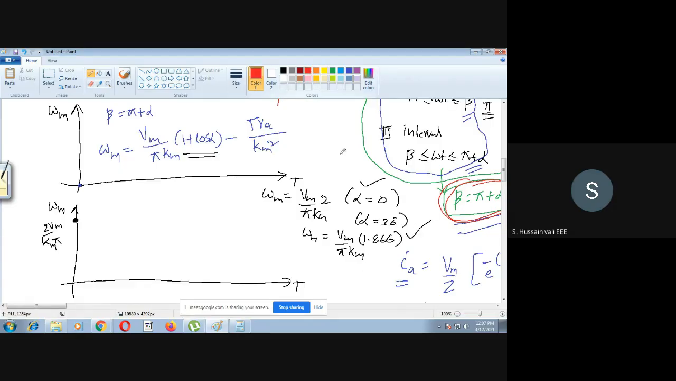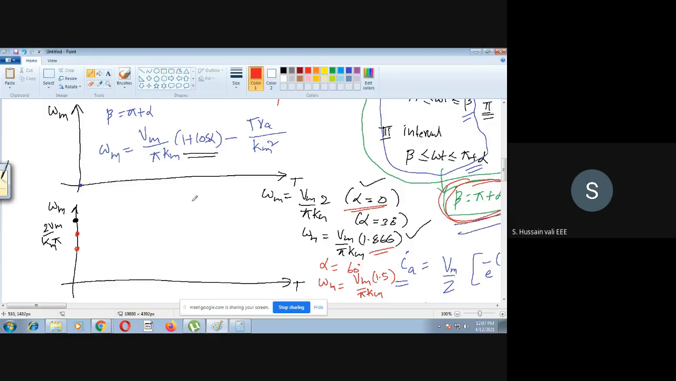Now you see this. What you have to understand here is that when alpha is equal to 0, what is omega m? 2 Vm by pi km. Whereas when alpha is equal to 30 degrees, what is its value omega m? 1.866 Vm by pi km. So the second value is less than the first value. So the second point I will put here. Now the third point is when I take alpha is equal to some 60 degrees. I mean, I'm going to increase the value of alpha. Then in that case, what is the answer? We'll get omega m is equal to Vm by pi km into 1 plus 1 by 2. So 1.5. So the point further will decrease.